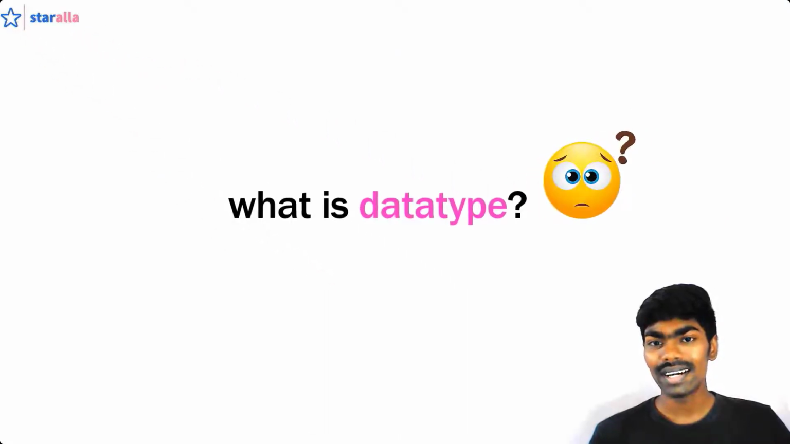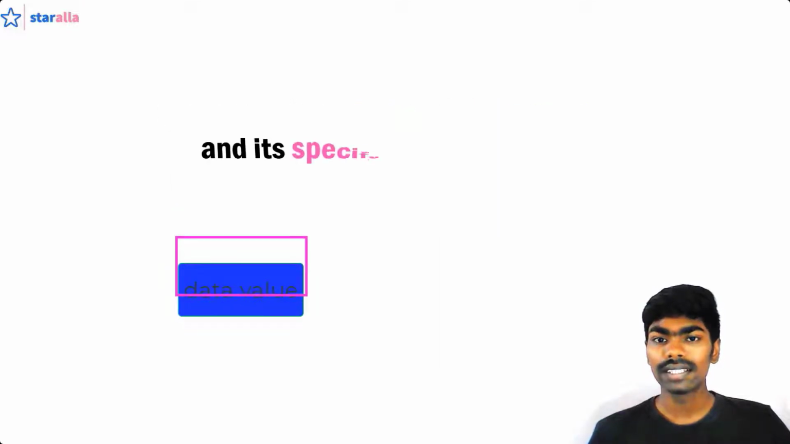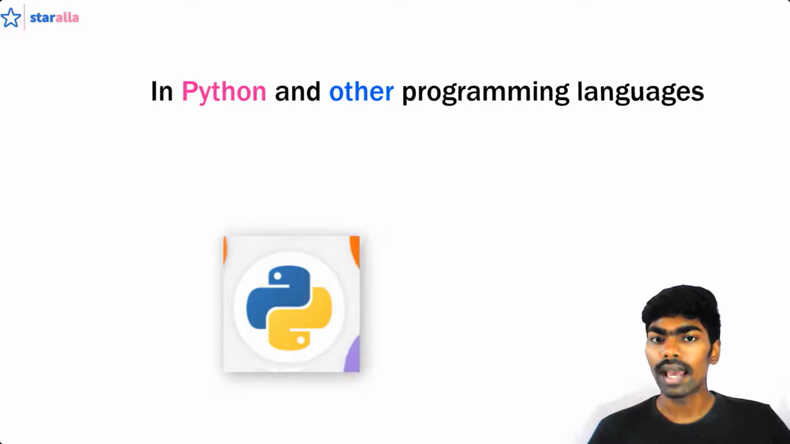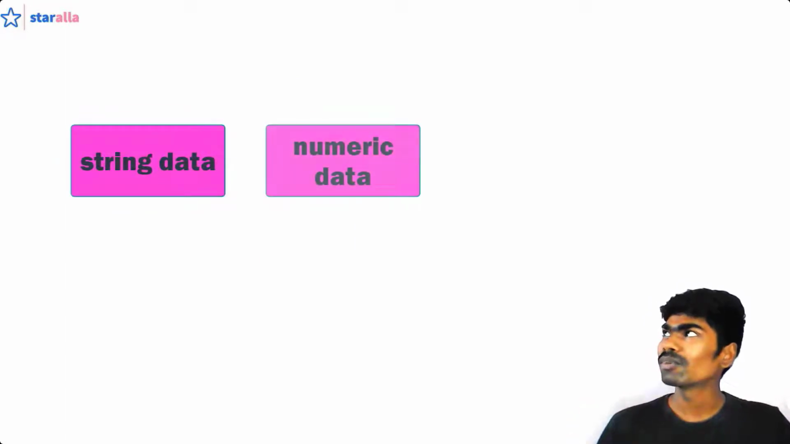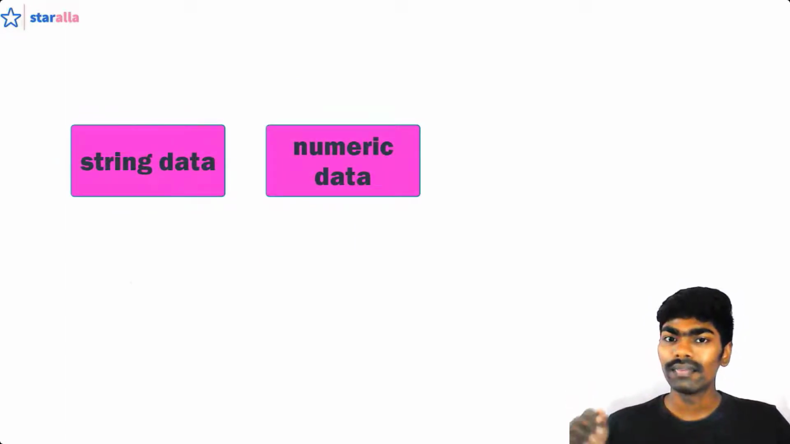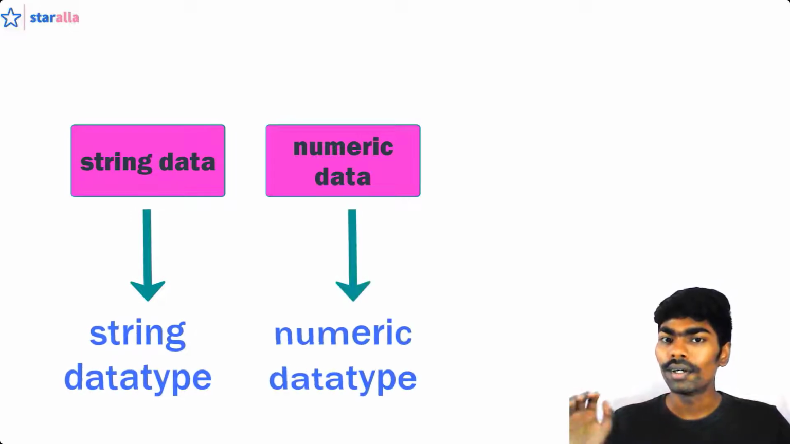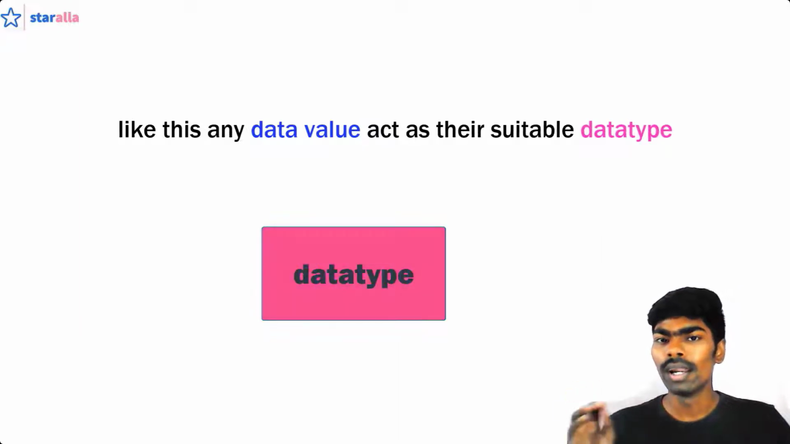First of all, what is a data type? A data type is a type of data value and it specifies the type of value. In Python and other programming languages, every value has one data type. For example, here we have string data and numeric data. The string data acts as a string data type and numeric data acts as a numeric data type. Like this, any data value acts as its suitable data type.